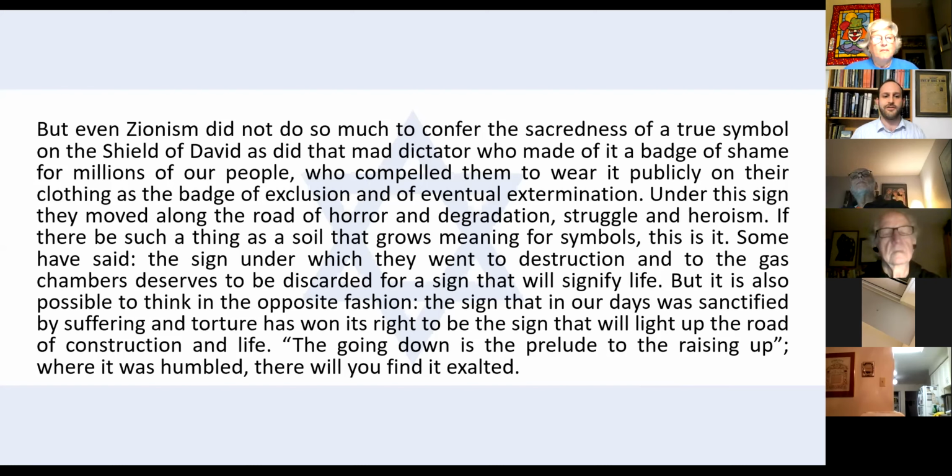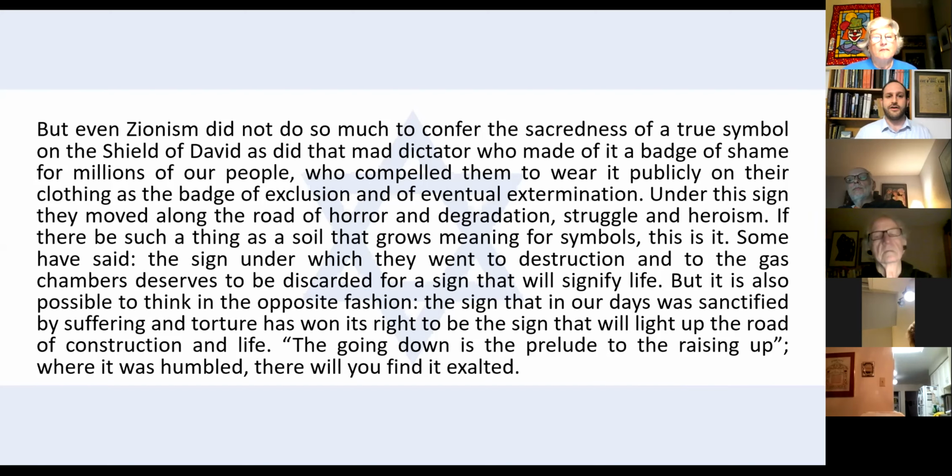But it's also possible to think in the opposite fashion. The sign that in our days was sanctified by suffering and torture has won its right to be the sign that will light up the road of construction and life. The going down is a prelude to the raising up. Where it was humbled, there you will find it exalted."